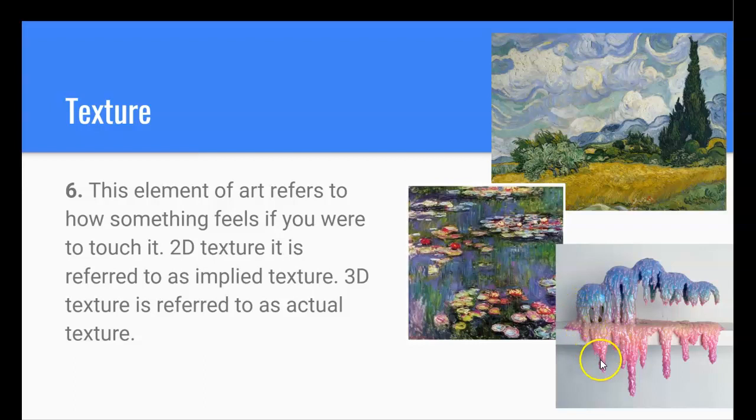Now, this is an actual sculpture, so it would be actual texture. So therefore, if we were to physically touch it, we could get that experience of, oh, okay, this is actually smoother. This has that glossy look. I can tell you from experience, this is not actually wet. It might look it, but it's actually very smooth.